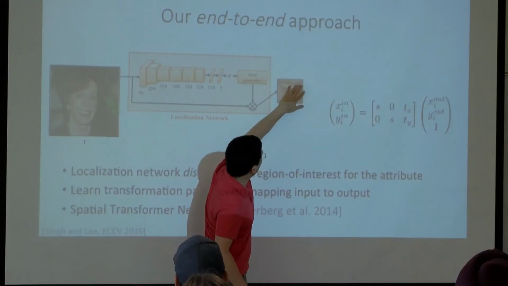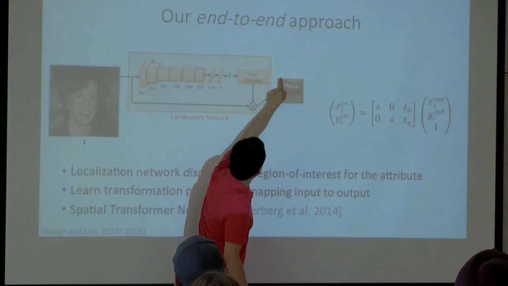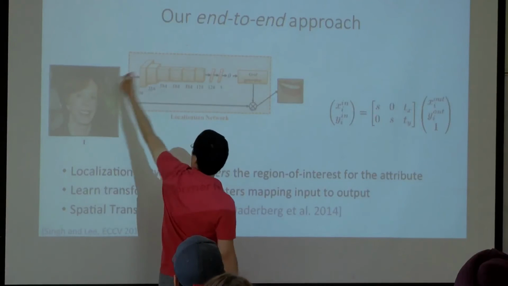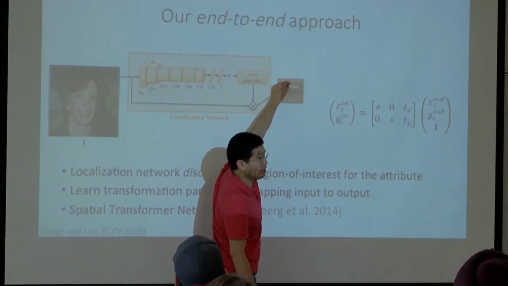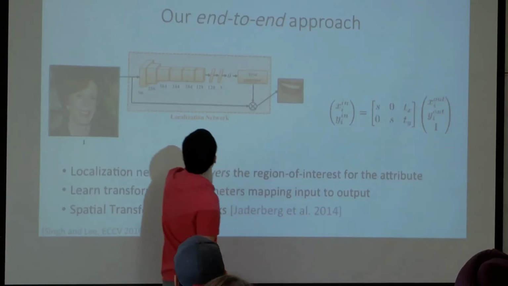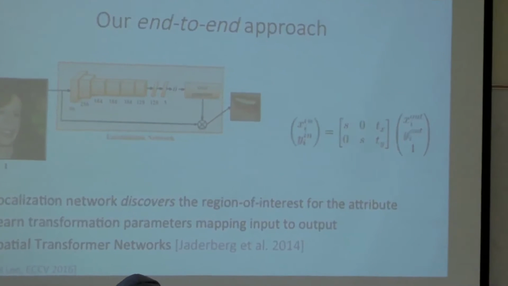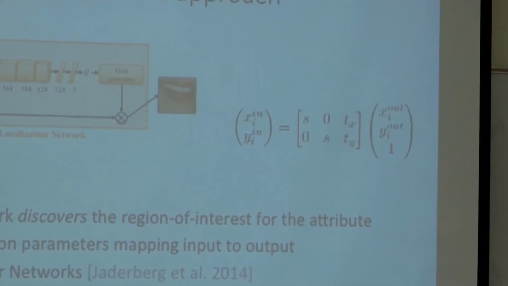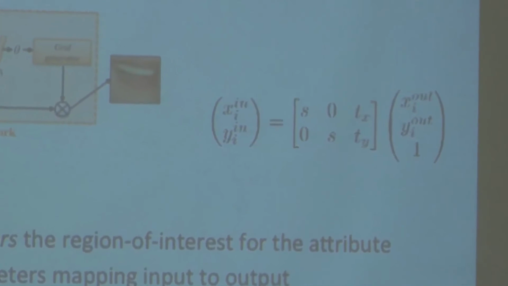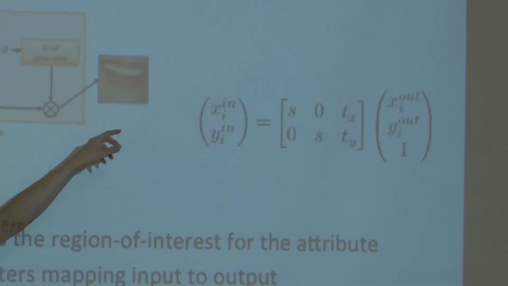Initially, this output grid would just be empty. And then what this network will learn through training is, for each pixel in this output grid, where in the input image should I bring the pixel from? Okay. That's what this equation is just saying. And the really interesting thing here is that there's no supervision that says, localize the mouth for smile. Nobody has said this, so this is not provided during training. The supervision is coming from what comes after this, which is the score of this region.